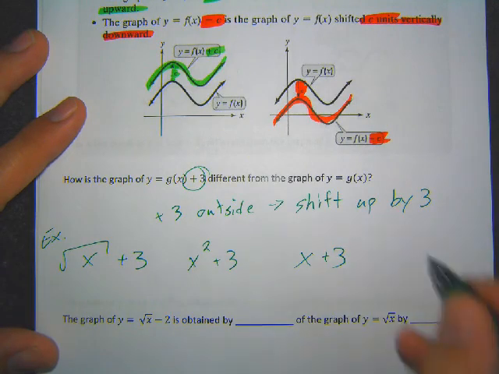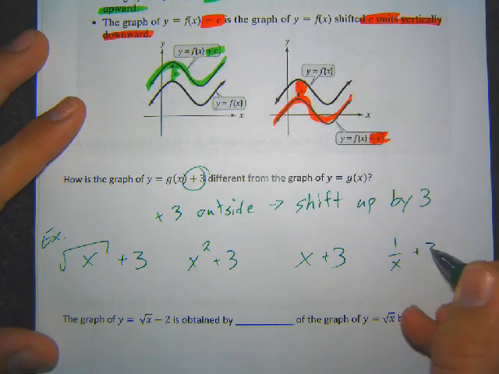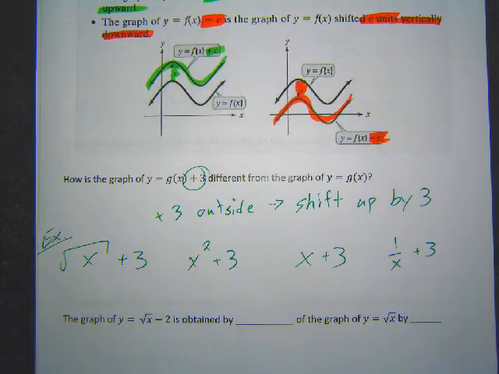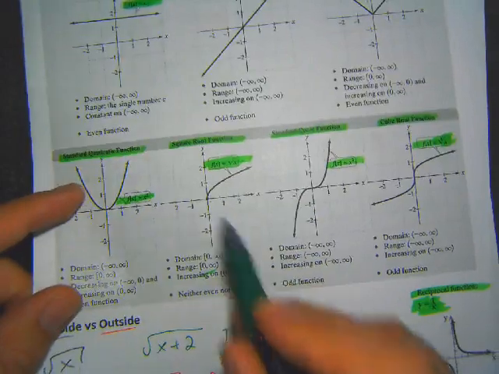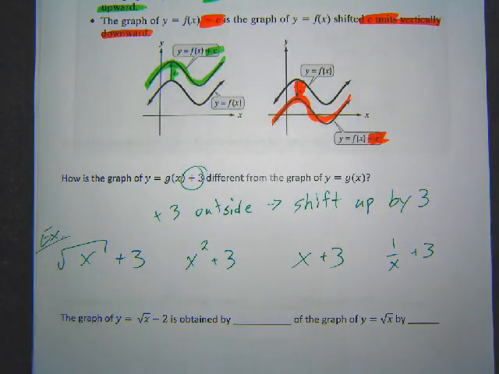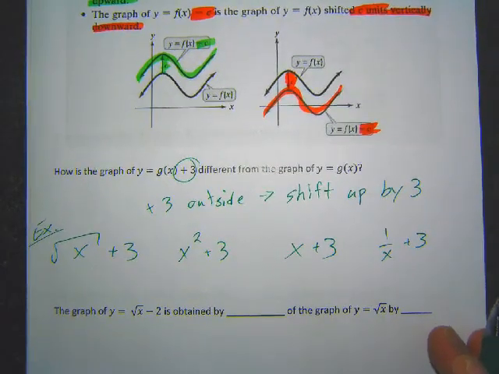Any function, the 1/x function. Add 3 on the outside. All these are going to be situations where you just took the original function, the basic function we had on that first page, whatever it looked like, square root function, identity function, and the whole function has moved up 3. That's what that would look like.